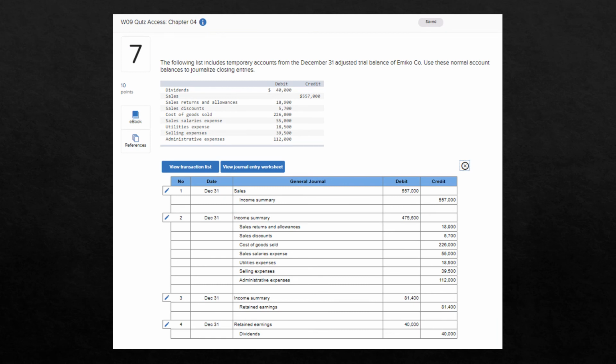Your final chart should look something like this. Good luck with your quiz this week.